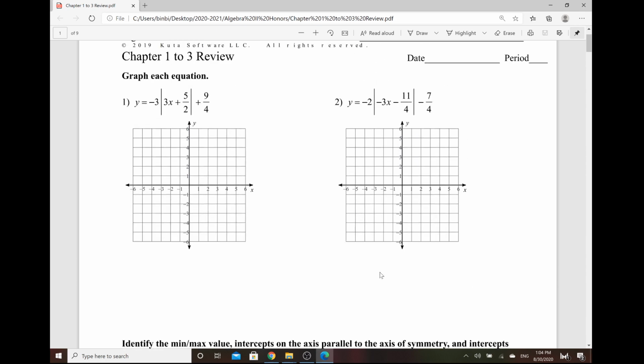So for the absolute value, we do have this transformational form. It's always written as y equals a times absolute value of x minus h, plus k. For those of you wondering what that means, a is considered a scale factor.